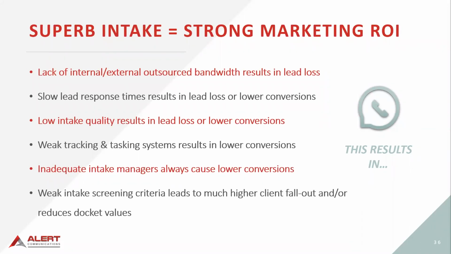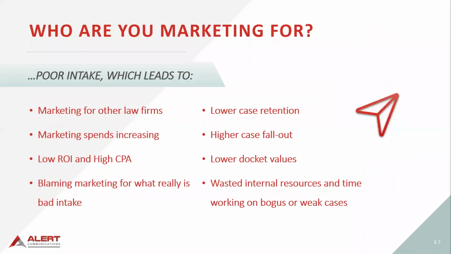So let's talk about things that happen to people. A lack of internal or external outsourced bandwidth results in lead loss, period. Slow lead response times result in lead loss or lower conversion. Low intake quality results in lead loss or lower conversion. Weak tracking and tasking systems result in lower conversion. Inadequate intake managers always cause lower conversions because nobody's managing the team. And weak intake screening criteria lead to much higher client fallout or reduced docket values. So look at all those things and ask, where are we at internally? And then, who are you marketing for?